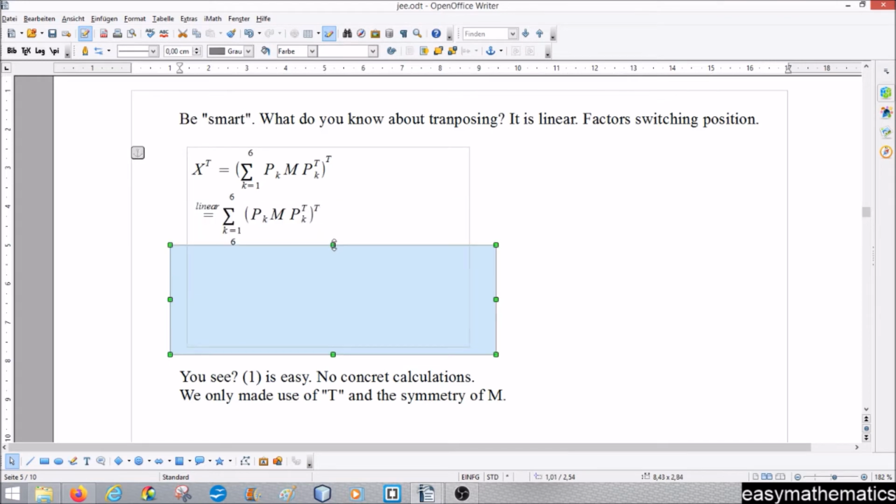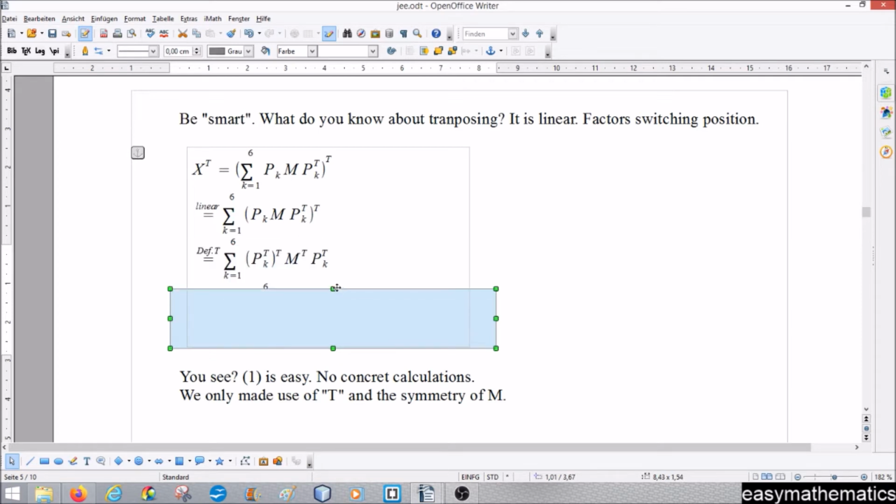Because transposing is linear, we can move the summation outside. Okay, then how do we transpose a product? We switch the order of the multiplication, and we transpose each factor. Then it looks like this. Then we know that transposing is self-inverse. This means P transpose is P.